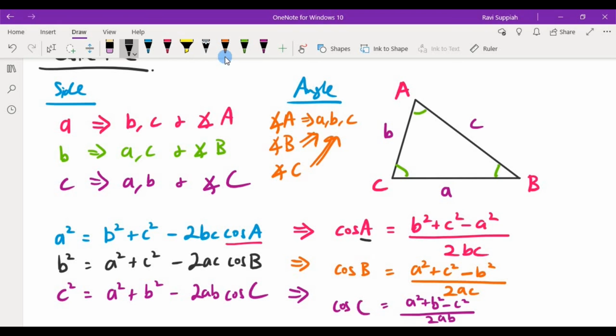If you observe the pattern, the side of the angle that we are doing the cosine for is what we subtract here. So for cos A, we subtract A square. For cos B, we subtract B square. And for cos C, we subtract C square over here. So you can observe some pattern with how we apply the cosine rule. And once you understand the pattern, you can see that it's actually quite easy to apply it and get your answers. I hope that this has given you a good idea on the sine and cosine rule.